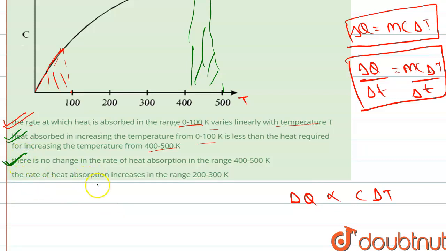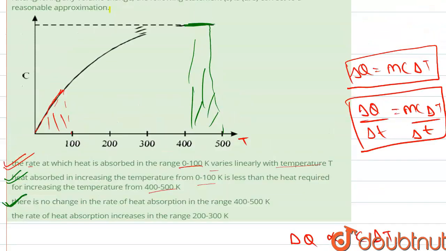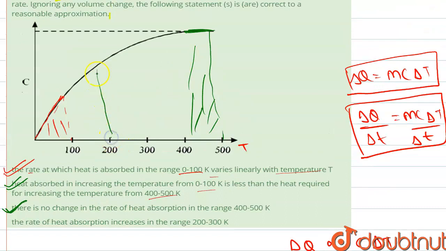Fourth statement: the rate of heat absorption increases in the range 200 to 300. In the range 200 to 300, from 0 to 100 the heat rate is varying linearly, and 200 to 300 it is like a parabolic curve, so it will change more. So the rate of heat absorption increases in 200 to 300, and this option is also correct. So all four options are correct for this C versus T graph.